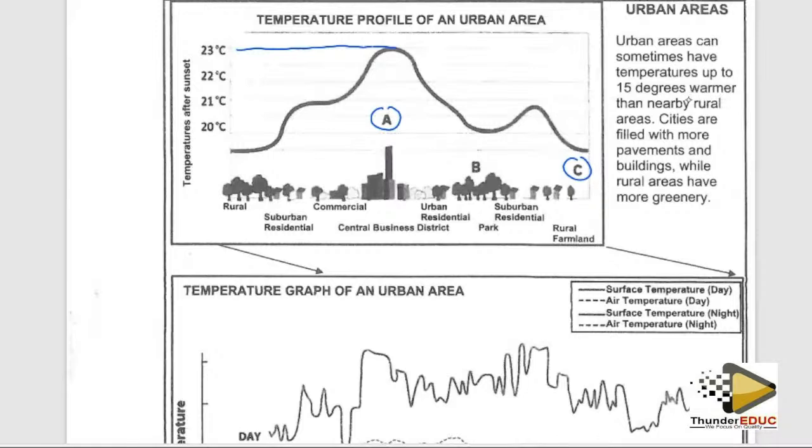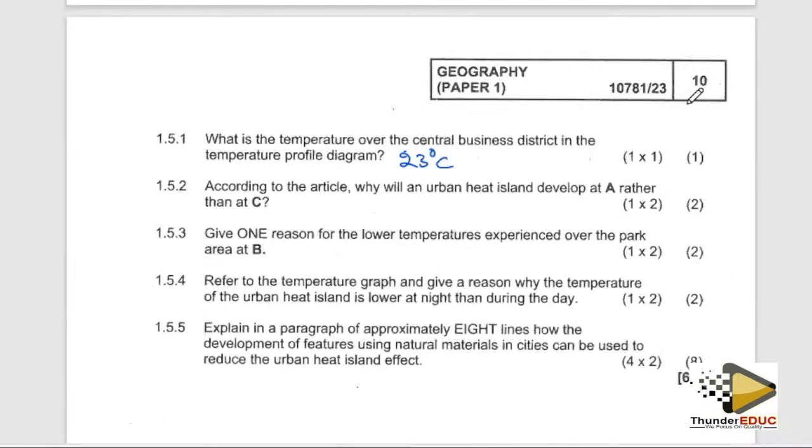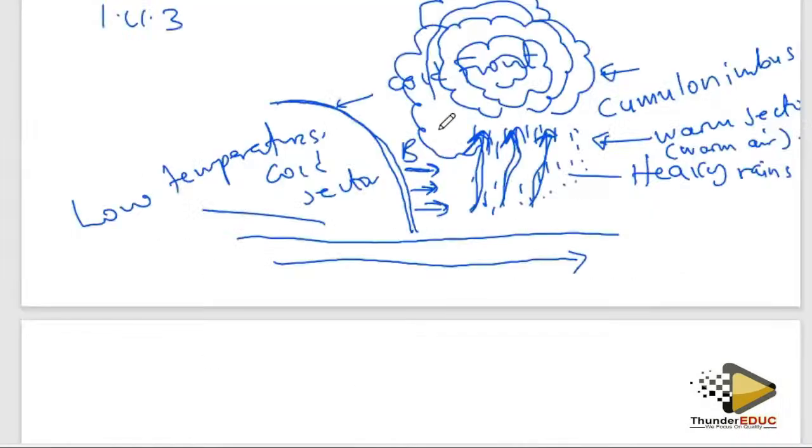So our article here says urban areas can sometimes have temperatures up to 15 degrees warmer than the nearby rural areas. Cities are filled with more pavements and buildings, while rural areas have more greenery. Okay, I think we've seen some information there. So we could say 1.5.2, write it here, why urban heat island develops at A.